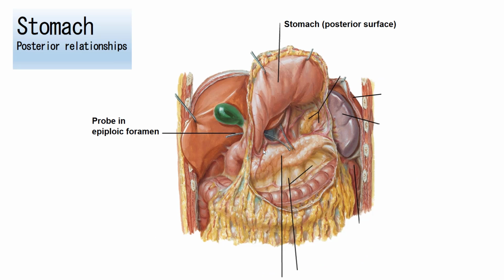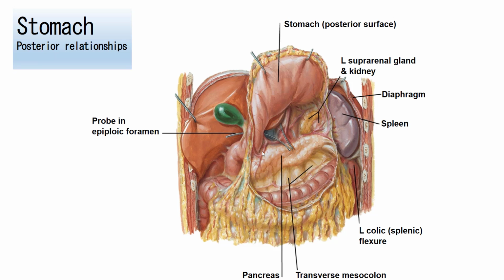On the posterior surface of the stomach, or actually if we lift up the stomach like this, the greater omentum has been cut and the stomach has been reflected superiorly. Posterior relationships of the stomach are going to be the diaphragm, the spleen, the left suprarenal gland and the left kidney, the pancreas, and the transverse mesocolon, and then last but not least, the left colic flexure. Next, we're going to have a look inside the stomach.